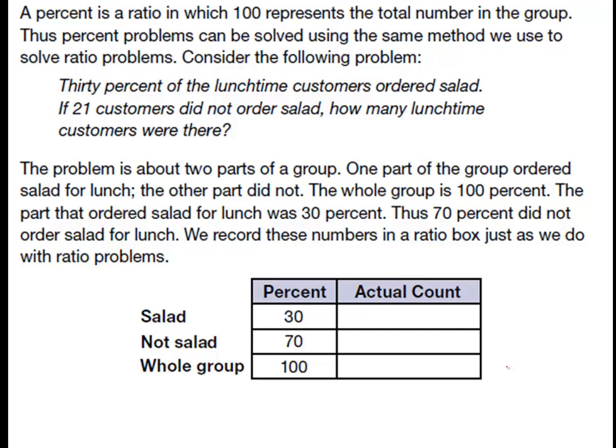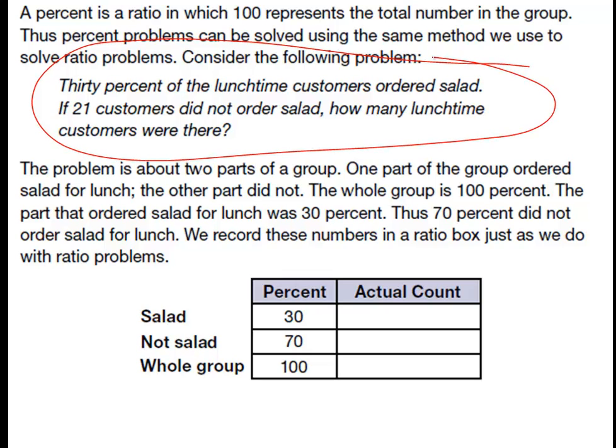Alright, in these problems, they're going to give us percentages instead of numbers. So let's look at this problem right here. It says 30% of the lunchtime customers ordered salad. So we've got to pull some stuff out of that. One is the 30%. The other thing is they ordered salad. Then it tells us that 21 customers did not order salad. How many customers were there total?